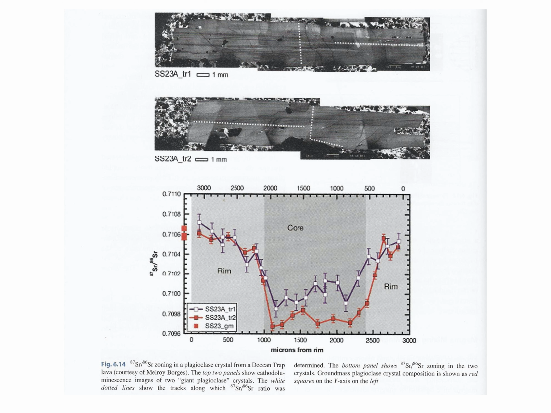The white dotted line shows the tracks along which the 87 strontium to 86 strontium ratio was determined. The bottom panel shows 87 strontium to 86 strontium zoning in two crystals. Groundmass plagioclase crystals are shown as red squares on the y-axis on the left.